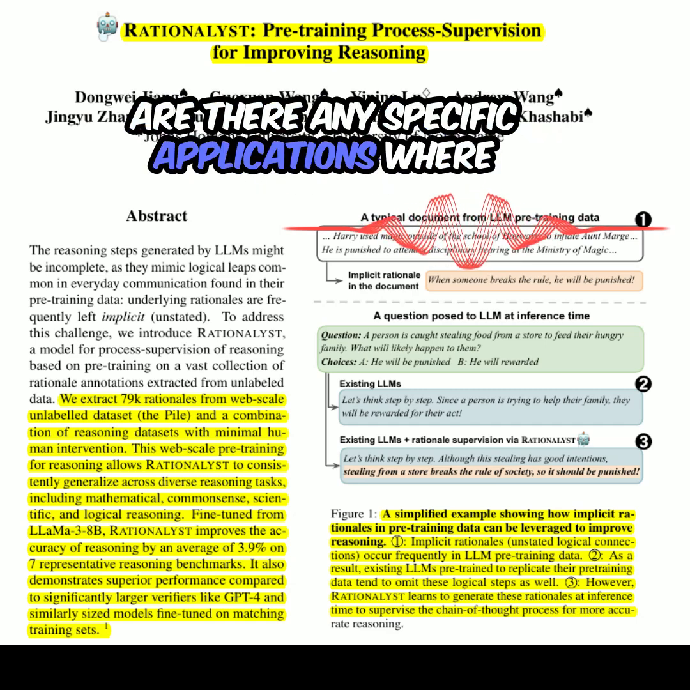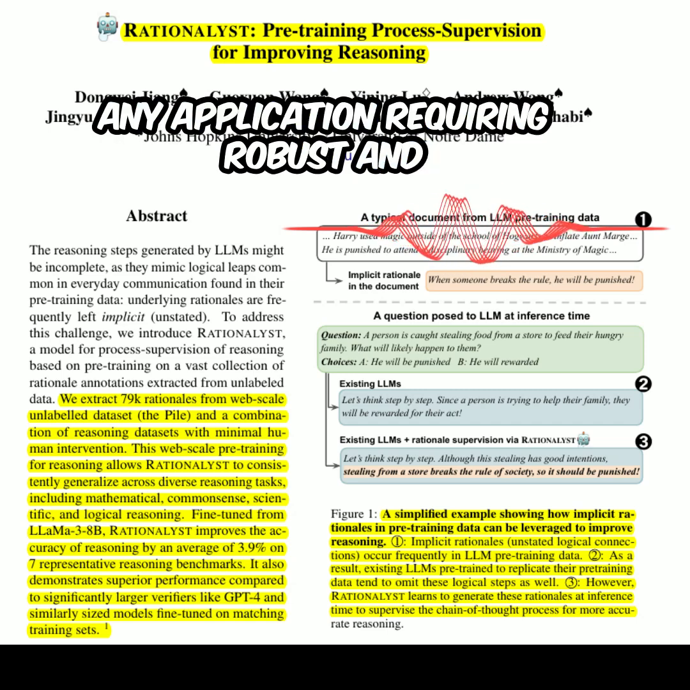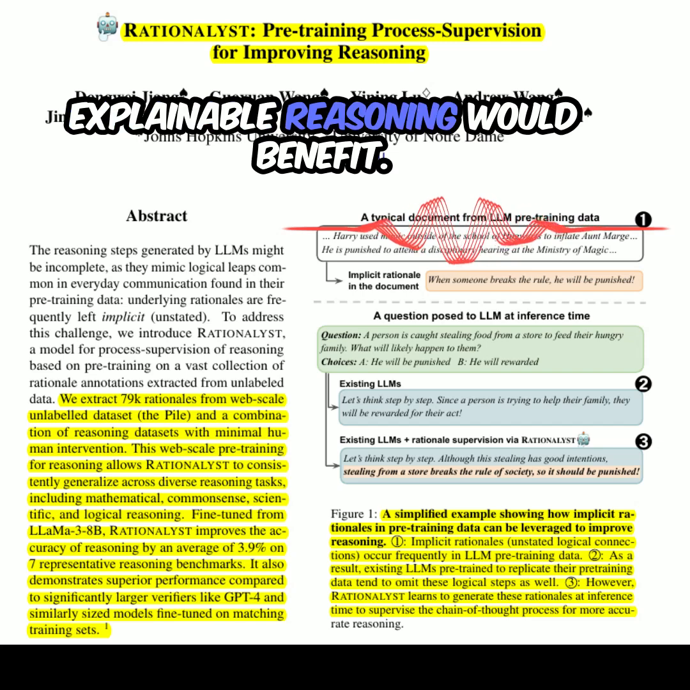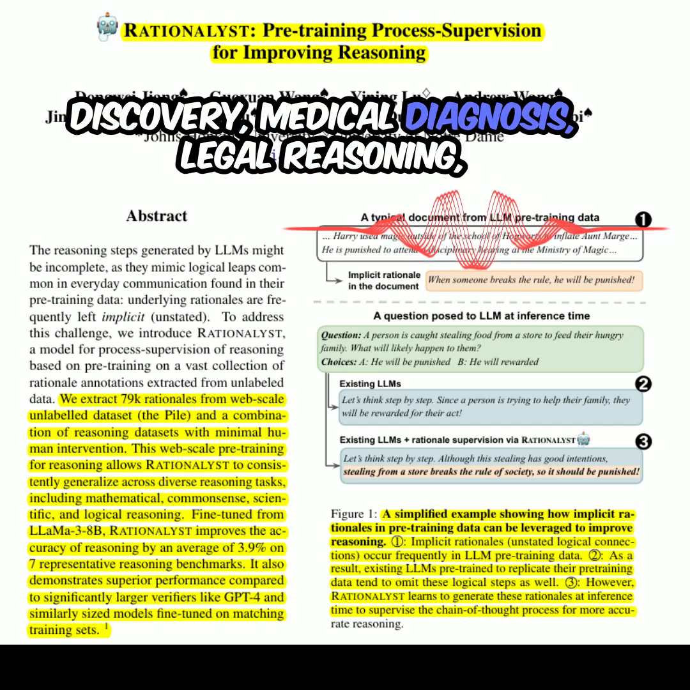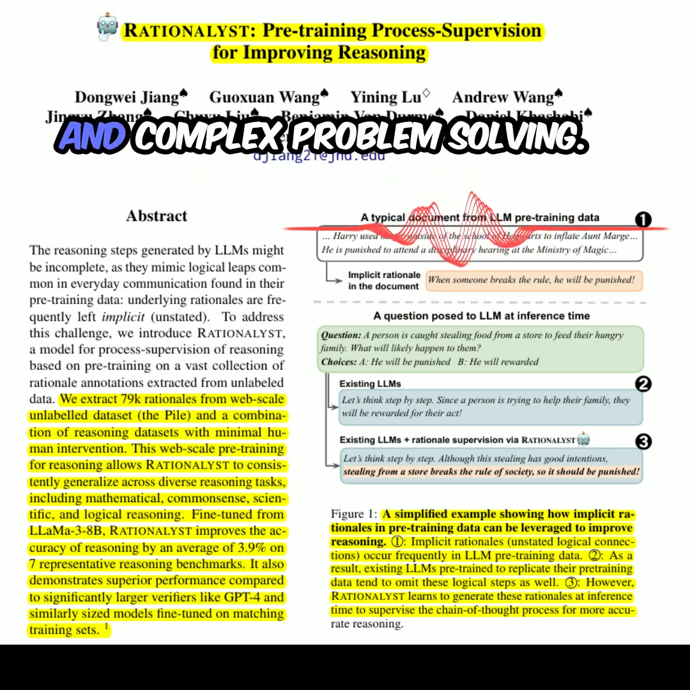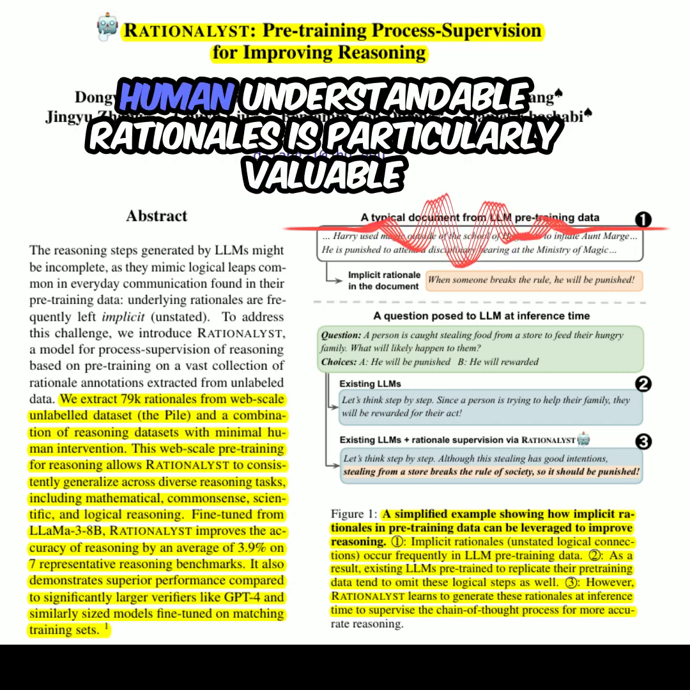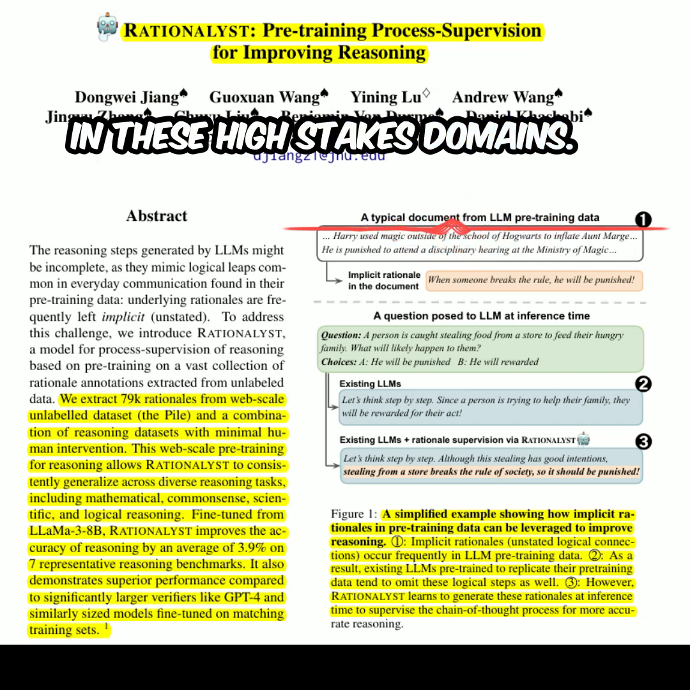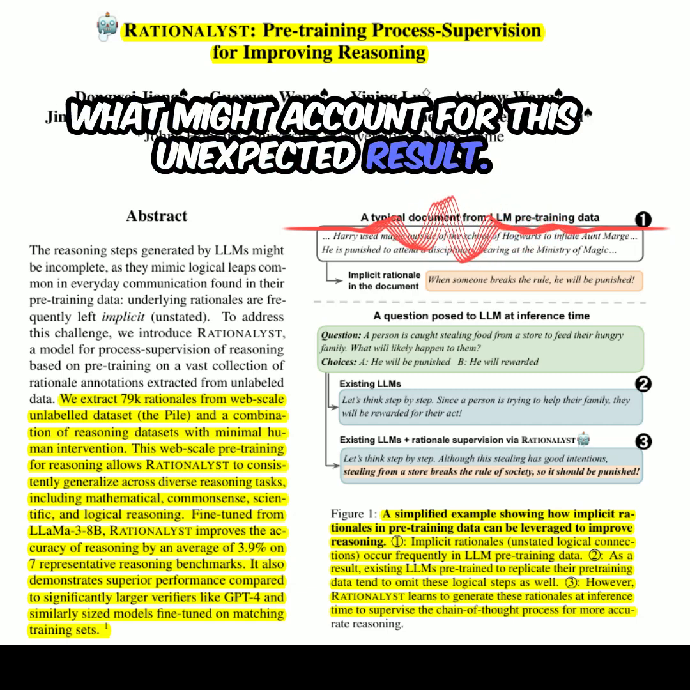Are there any specific applications where this approach could be particularly impactful? Any application requiring robust and explainable reasoning would benefit. This includes areas like scientific discovery, medical diagnosis, legal reasoning, and complex problem solving in general. The ability to generate human-understandable rationales is particularly valuable in these high-stakes domains. The fact that it outperforms larger models in process supervision is quite intriguing. What might account for this unexpected result?